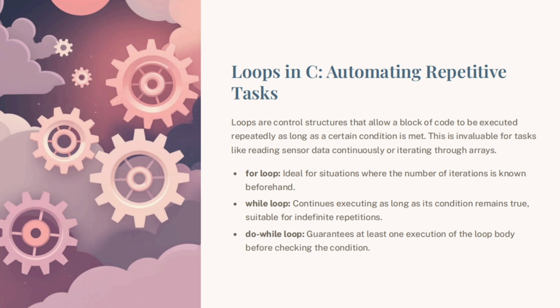For loop. This is ideal for situations where you already know exactly how many iterations are required beforehand. While loop. The loop continues executing as long as its specific condition remains true, making it perfect for indefinite repetitions where the end point depends on real-time data.